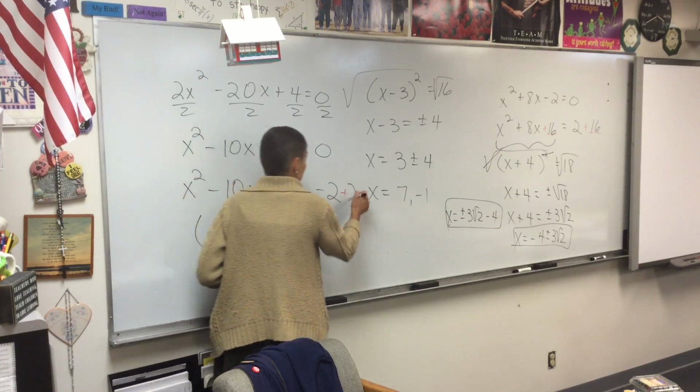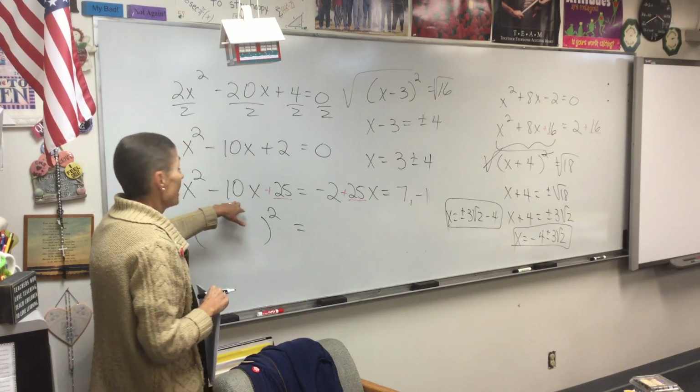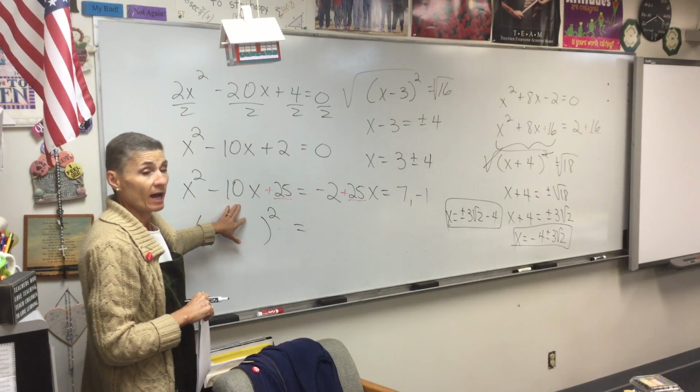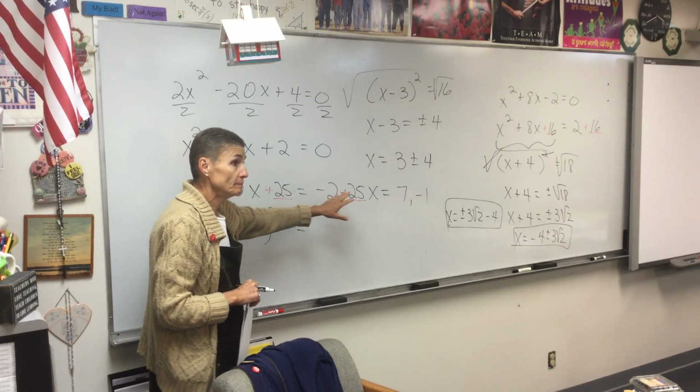25. And how did you get 25? That's exactly right. Yep, half of 10 is 5, and 5 squared is 25. Everybody good with that?